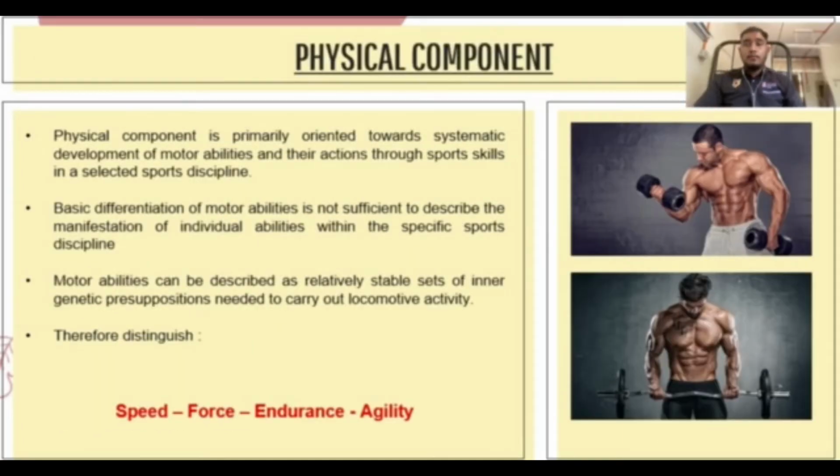So I will go for the first component, which is the physical component. Physical component is primarily oriented towards systematic development of motor abilities and their actions through sport skill in a selected sport discipline. Basic differentiation of motor abilities is not sufficient to describe the manifestation of individual abilities within specific sports disciplines. Motor abilities can be described as a relatively stable set of inner genetic presuppositions needed to carry out locomotive activity. Therefore, they distinguish speed, force, endurance, and agility.